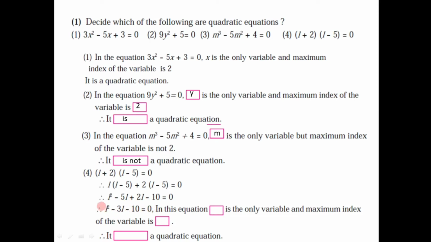Now, in this equation, l is the only variable, and as we can observe, the maximum index of the variable l is 2. So both the conditions to be a quadratic equation are fulfilled here. That's why the given equation is a quadratic equation. So out of these four, the first equation, the second equation and the fourth equation are quadratic equations.